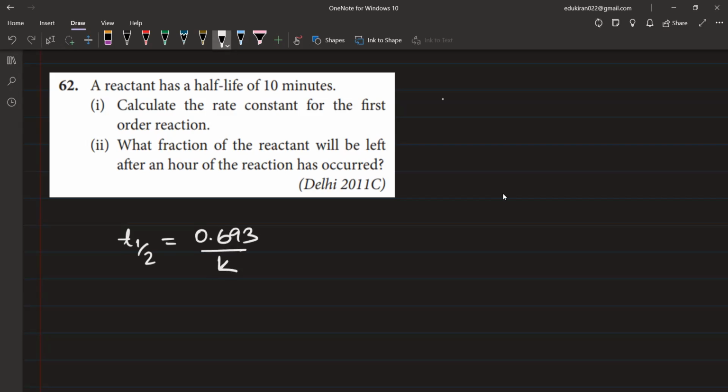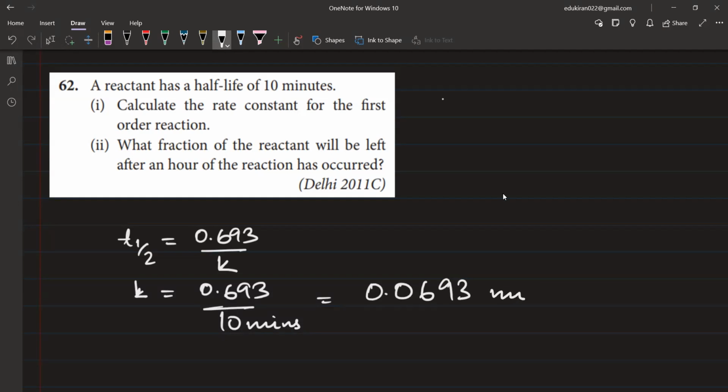You know that the half life is equal to 10 minutes. So K will be equal to 0.693 divided by 10 minutes, right? This will be equal to 0.0693 minute inverse. Correct? Yes or no? Please tell me, guys. Yes, sir. Okay.